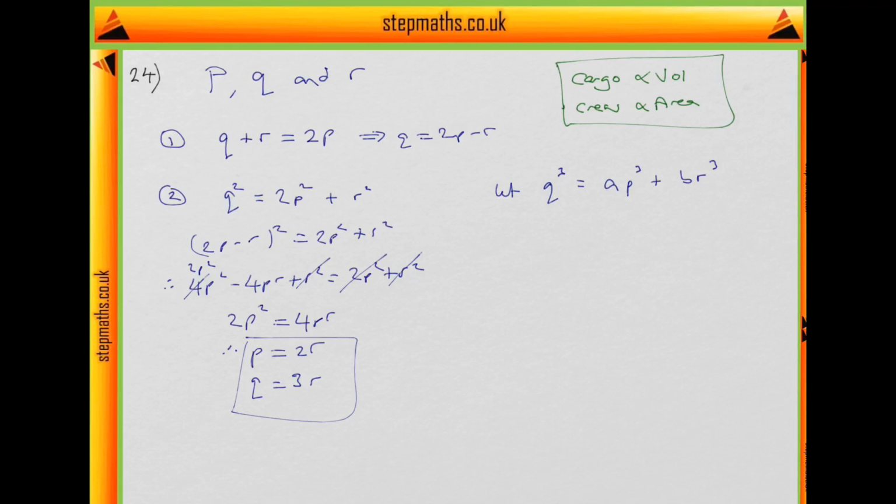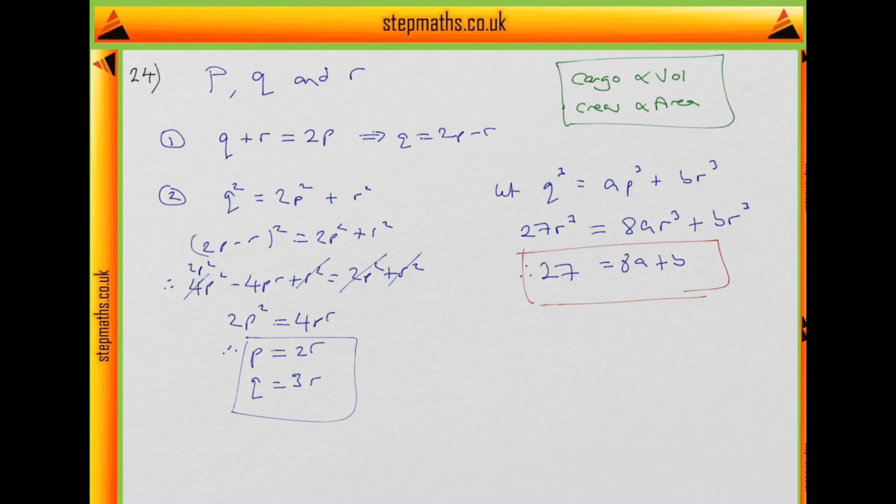Okay, so we do that. We replace Q with 3R, so Q cubed is 27R cubed. And then we get P cubed is 8AR cubed plus BR cubed. Therefore, we get 27 equals 8A plus B. So that's one equation there.